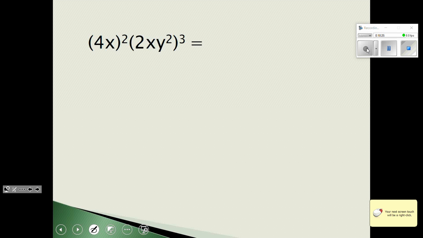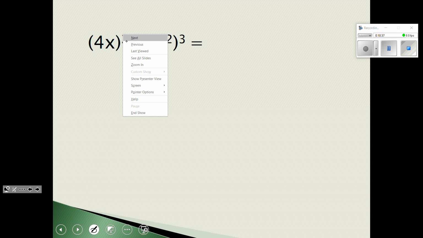Here's some examples where they get a little longer, but still the same properties. In the first set of parentheses, we have two bases. We have 4 and x. Each one of them is squared, so we have to apply that to both of them.